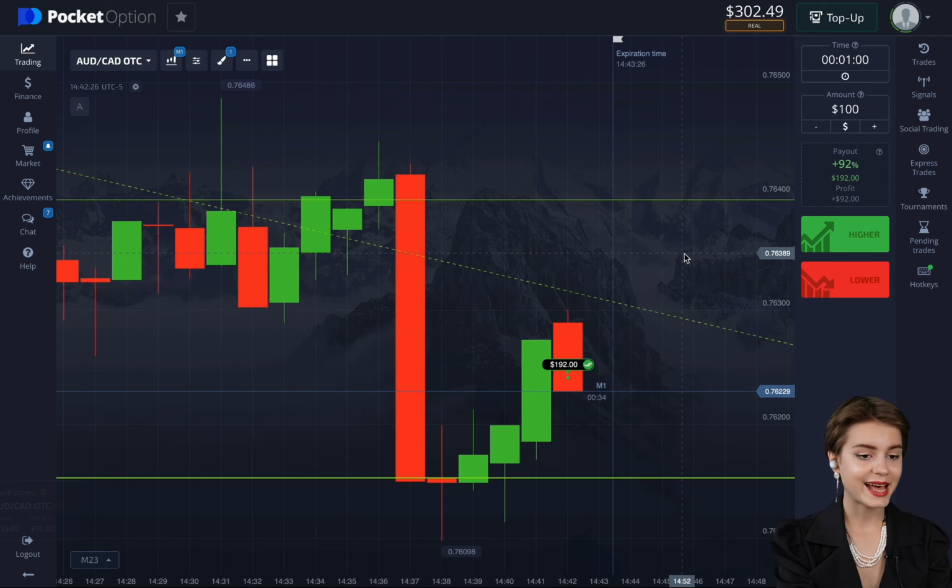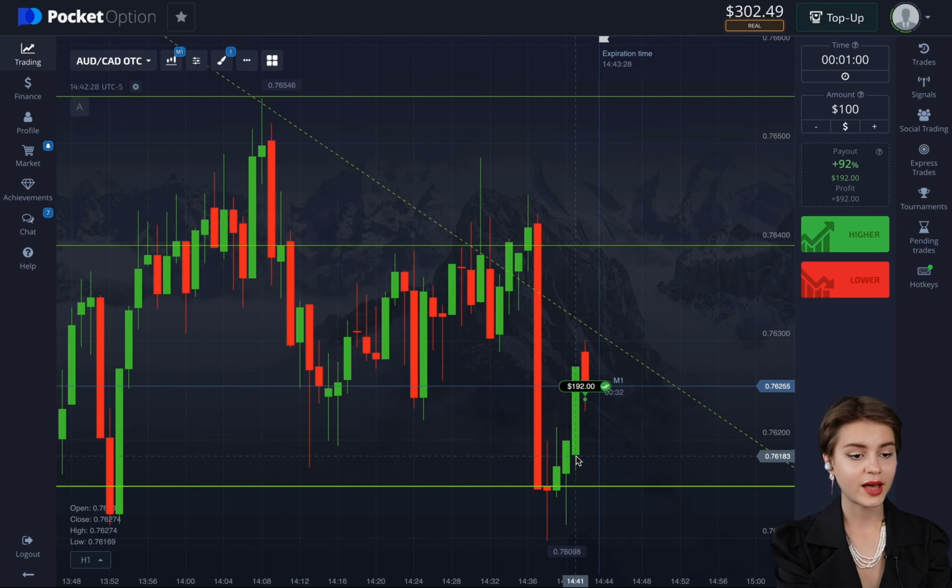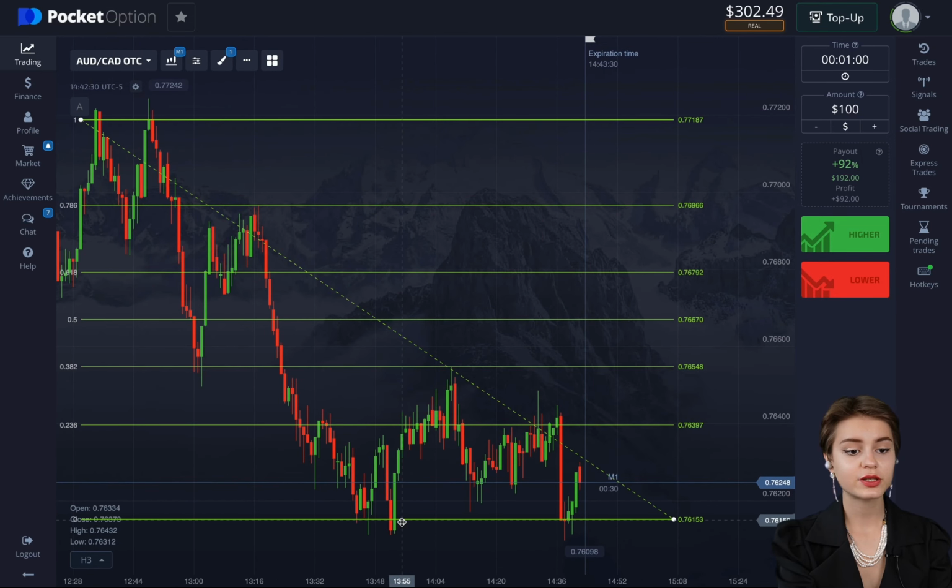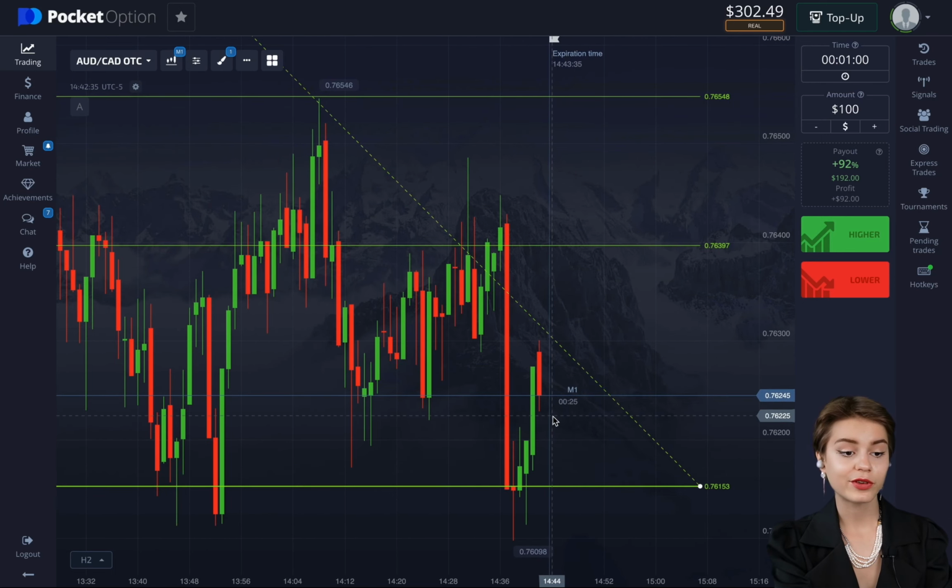So as I've already said, this is the very lower support level. We see a great reaction with the chart in the past. So we've got a pretty predictable reaction once again, and we managed to earn on that.